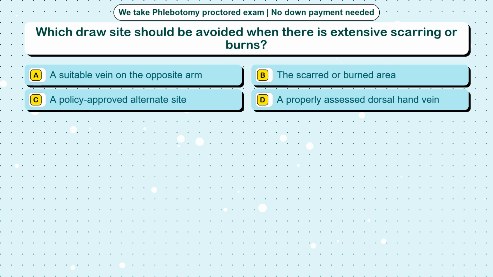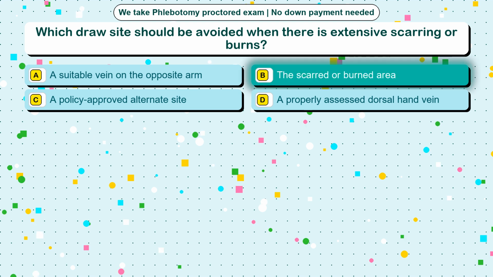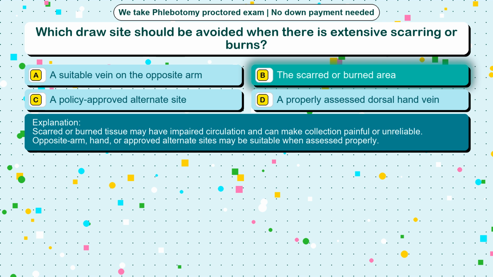Question 31. Which draw site should be avoided when there is extensive scarring or burns? Option A. A suitable vein on the opposite arm. Option B. The scarred or burned area. Option C. A policy-approved alternate site. Option D. A properly assessed dorsal hand vein. The correct answer is option B. The scarred or burned area. Scarred or burned tissue may have impaired circulation and can make collection painful or unreliable. Opposite arm, hand, or approved alternate sites may be suitable when assessed properly.